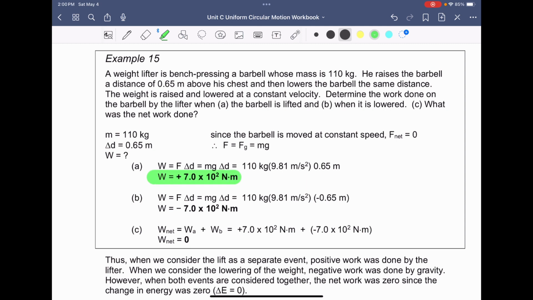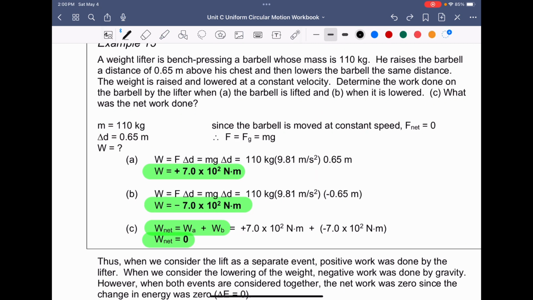On the way down, or as the barbell is coming back down towards the person's chest, they consider this negative work. And then when you do your W net, or your work net, you can add these two things together and it would cancel out to be zero. The other way of approaching this would be saying, I have work done in one direction, work done in the other. The overall work, or if I go from one spot and then return back to the same original spot, you shouldn't have any work done because no distance was covered.